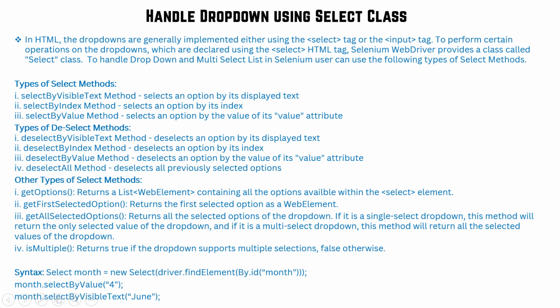You can select it by visible text, index or value. You can deselect by visible text, index, value, or deselect all. You can get all the options without selecting anything, all the options whatever listed out with the get options method. You can get the first selected option whatever selected first, and you can get all the selected options with the help of the get all selected options method. So these are the important methods available in the Select class, which is a class coming purely from the Selenium WebDriver.